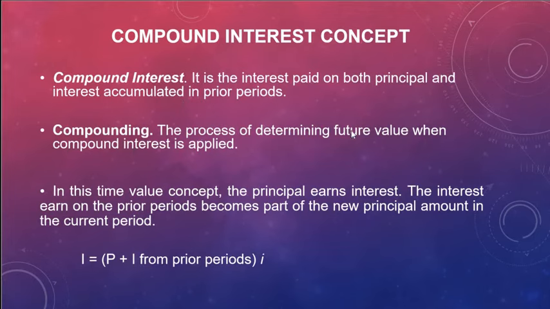So, the process of determining the future value when compound interest is applied is called compounding. So, in this time value concept, the principal again earns interest, no? So, the interest earned on the prior periods becomes part of the new principal amount in the current period. So, we have here the formula to compute for your interest. That's equals to principal plus the interest from prior periods times your applicable interest rate. So that will be your interest for a certain period.